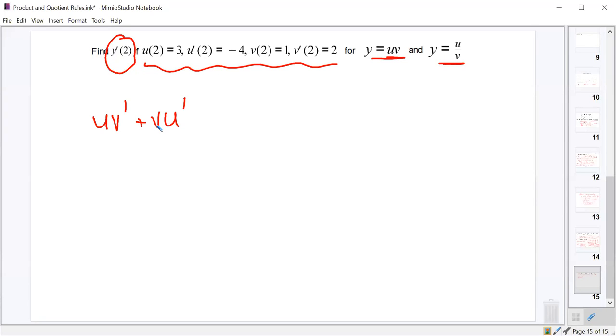Perfect. So if we want to find the value of this at 2, all we do is just plug in the values given to us. So u at 2 is 3. V prime at 2 is 2. V at 2 is 1. And u prime at 2 is -4. So the derivative of u times v at 2 is 2. Any issues with that?